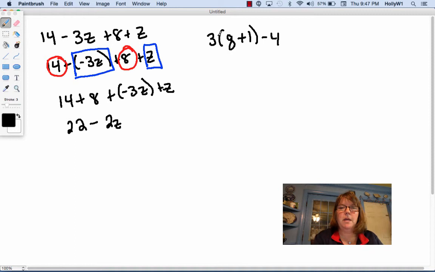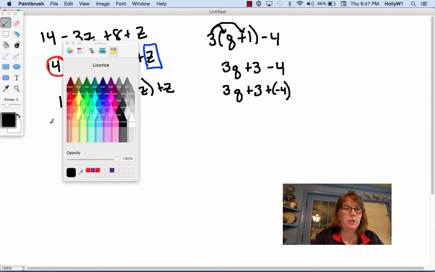Okay, let's try this one. So first thing we have to do is distribute this 3 into the parentheses. So that is 3q plus 3 subtract 4. Okay, we're going to rewrite this as an addition problem. So 3q plus 3 plus a negative 4.